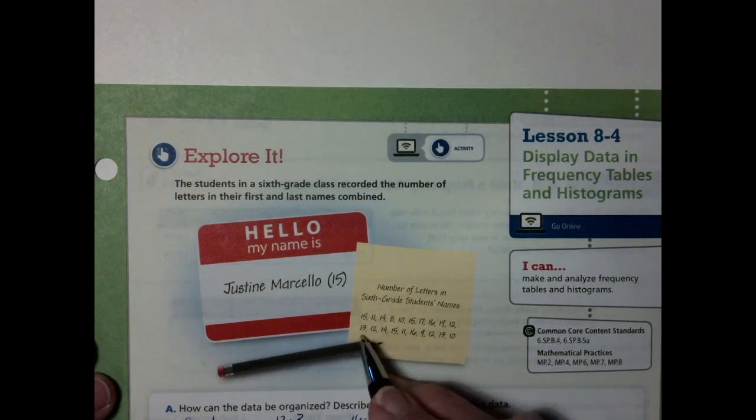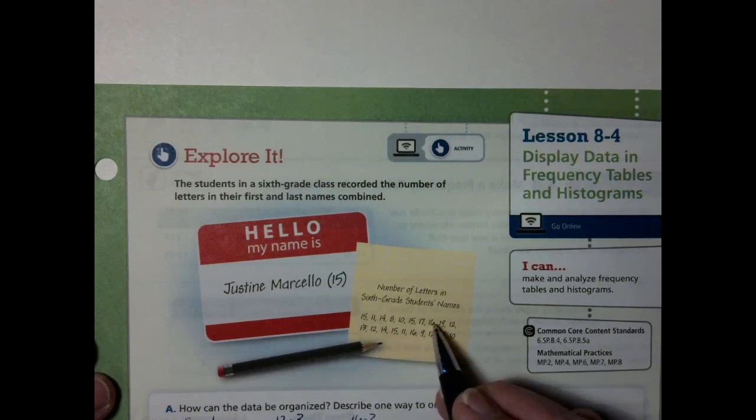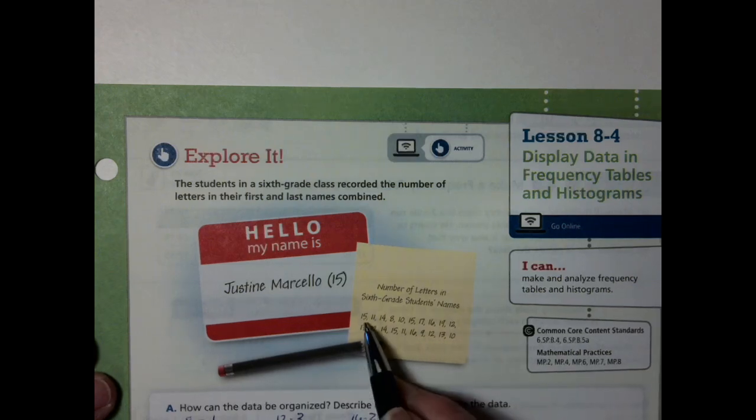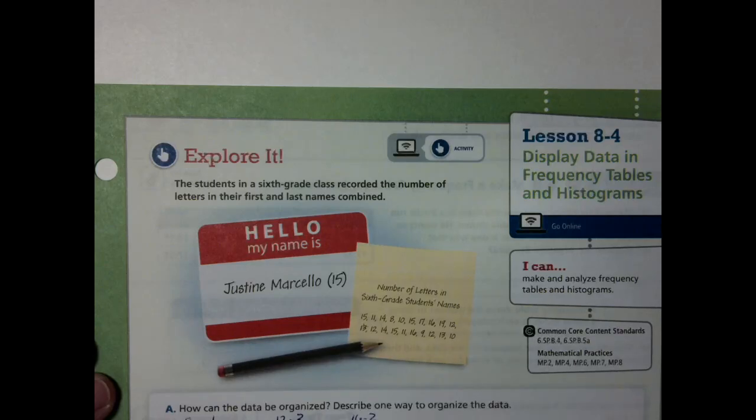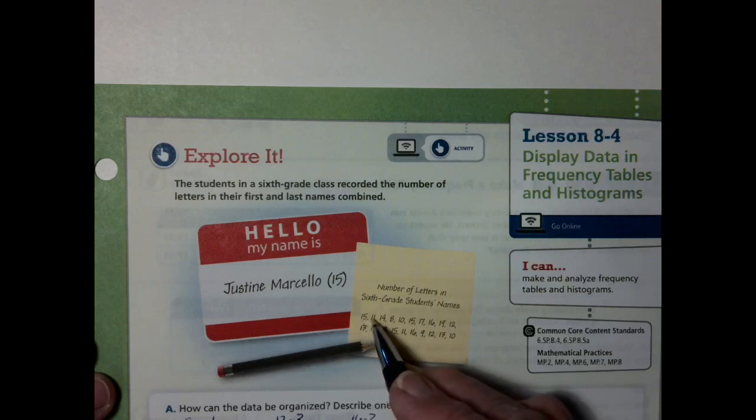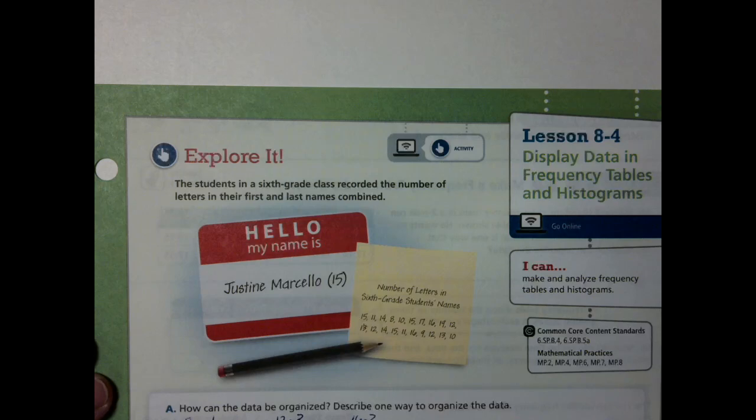16 is 1, 2. 17, I see 1. Are there any 18s? I don't see any. I'll put a 0 there. I see a 19. There's one of those. Okay, so there's 2, 4, 5, 6, 9, 10, 11, 12, 13, 14, 15, 16, 17, 18, 19, 20. 1, 2, 3, 4, 5, 6, 7, 8, 9, 10, 11, 12, 13, 14, 15, 16, 17, 18, 19, 20. So I have them all accounted for.